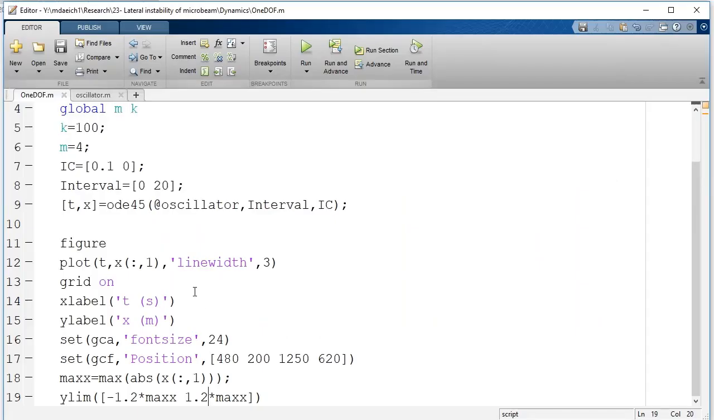For example, if we give it an initial velocity. So instead of initial displacement, I would make that 0, and here I would, for example, give it an initial velocity of 1 meter per second. So let's run this.